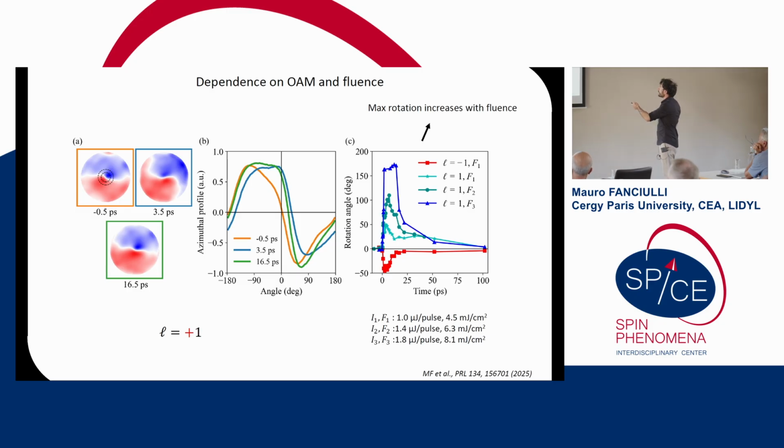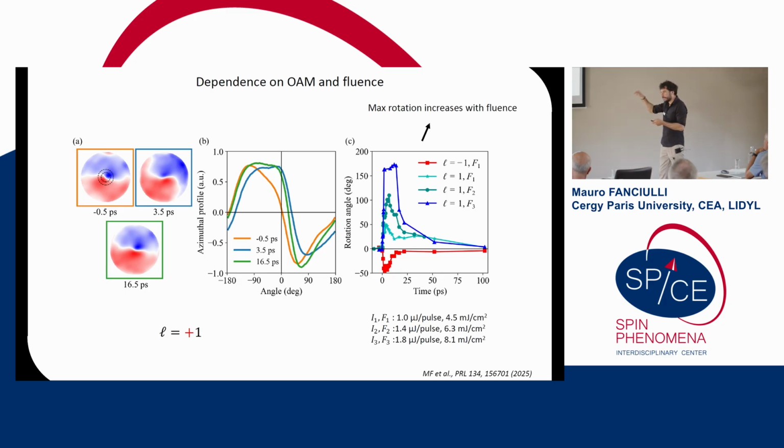And in particular, if you now increase the fluence of the pump laser, you reach a given point where the rotation angle saturates at 180 degrees, meaning that the whole MHD image is basically reversed during the demagnetization time, and then it recovers back. So this is quite curious because it means somehow that the structure has changed direction.